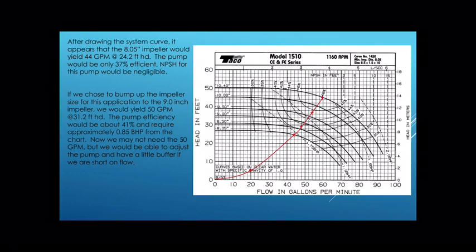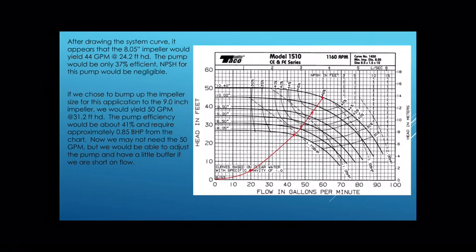And essentially what it allows me to do is to determine what is going to happen, and what am I going to run if I choose to have that. So if I end up using the 8.05 inch curve, I'll end up getting 44 gallons a minute against 24.2 feet of head. But it's only going to be about 37.5 or 37% efficient. Not very good. Not that this is a very efficient pump to begin with.